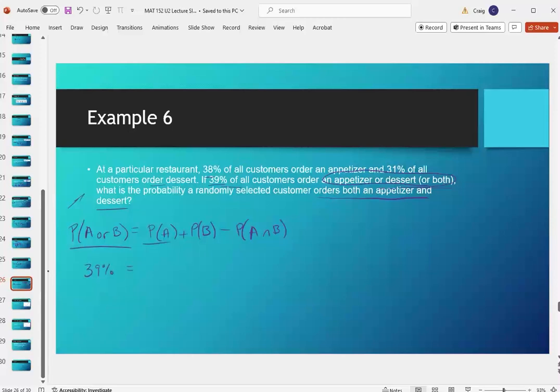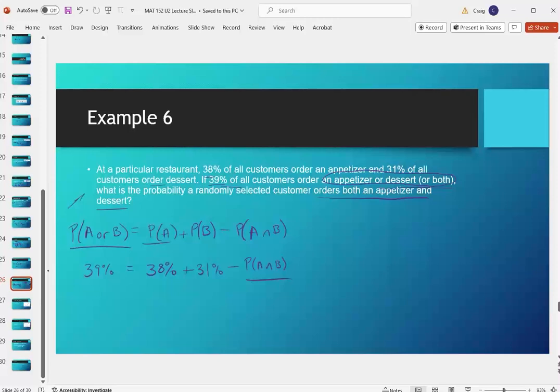This is 39%. The probability of A, that they choose an appetizer, is 38%. And the probability of B, which is choosing dessert, is 31%. And this is the probability that we're looking for. We want the probability that a customer purchases both, A and B.